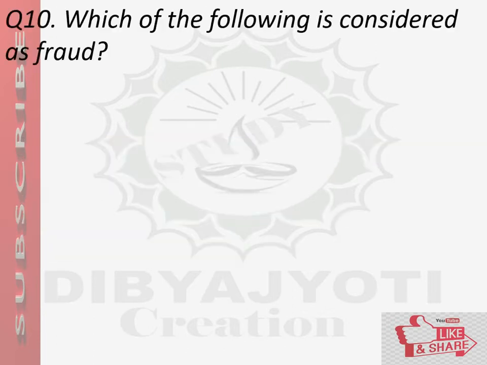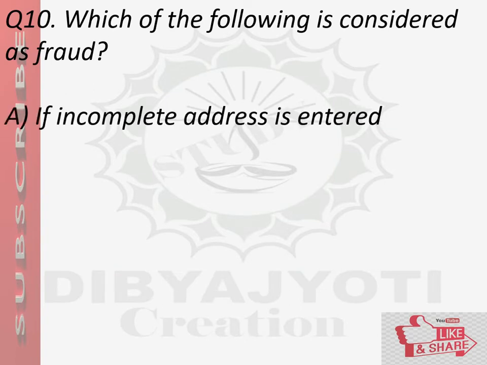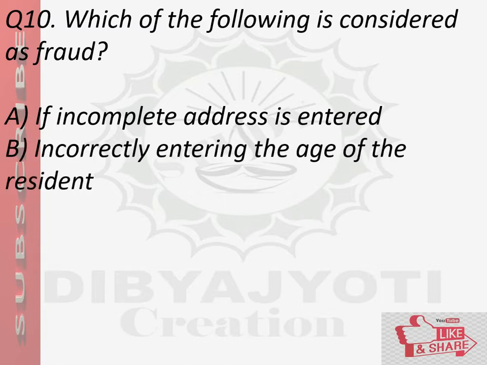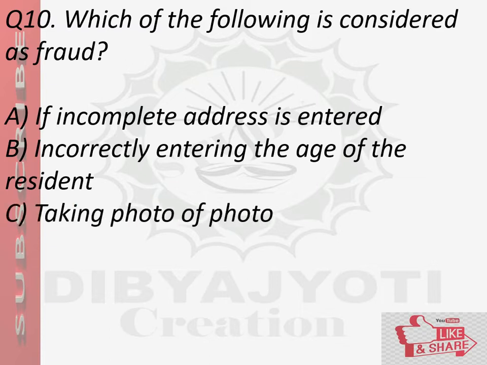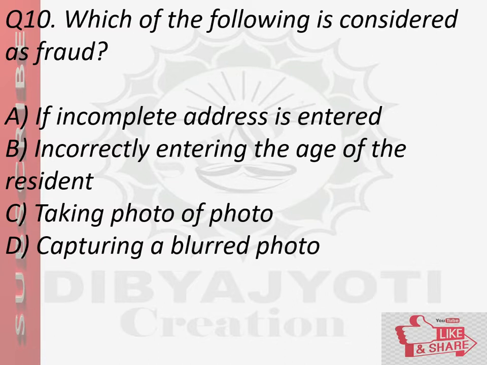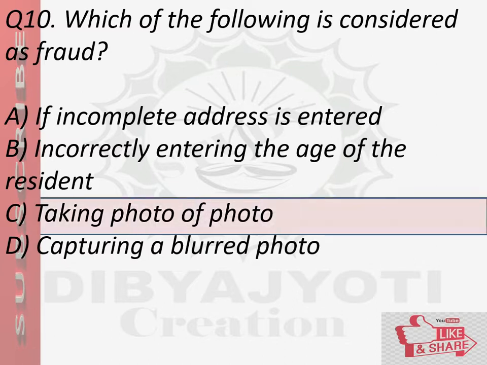Next, which of the following is considered as fraud? Options are: Option A, if incomplete address is entered. Option B, incorrectly entering the age of the resident. Option C, taking photo of photo. Option D, capturing a blur photo. And the answer is option C, taking photo of photo.